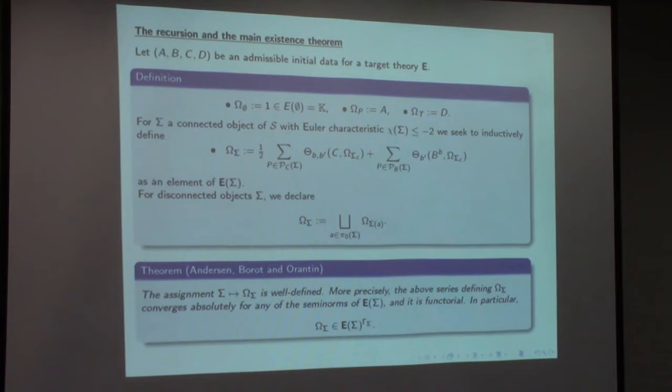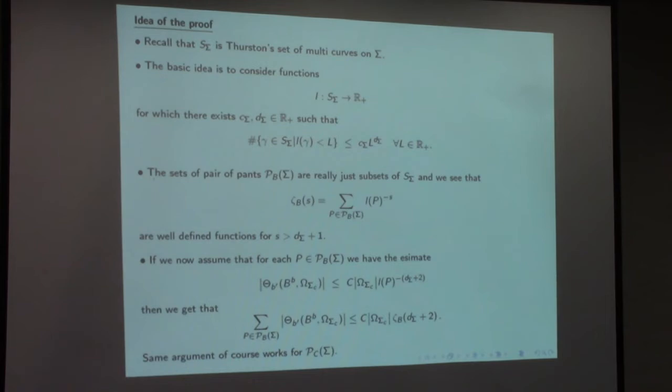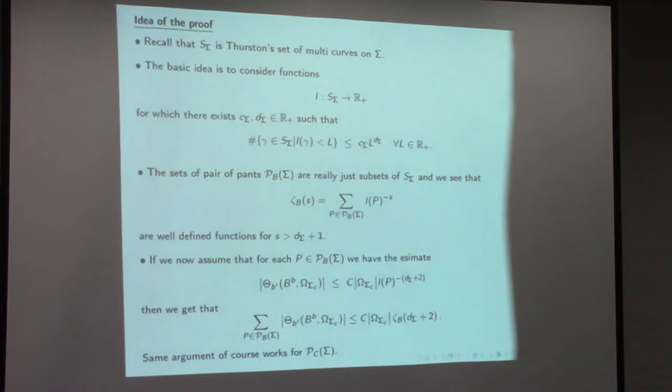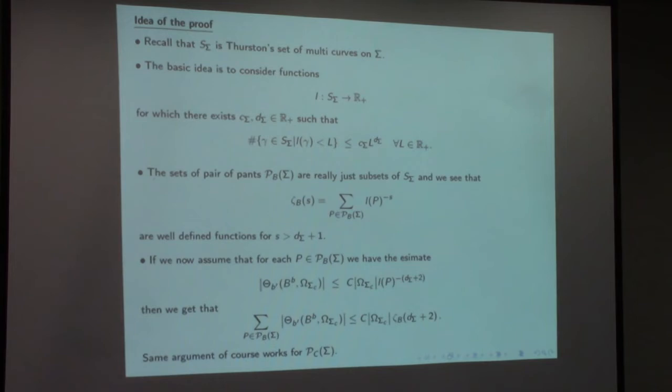Okay. All right. So let me just give you a little bit about the idea of why this works. Plant the seed in your mind, and then tomorrow I'll give you all the gory details. But the basic idea is the following. Go back to S sigma, which is Thurston's set of multicurves. And the first thing you notice is that this pair of pants, up to isotopy, the embedding of the pair of pants, is actually just determined by the isotopy class of this curve here.